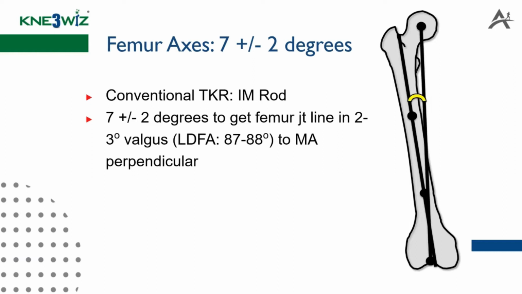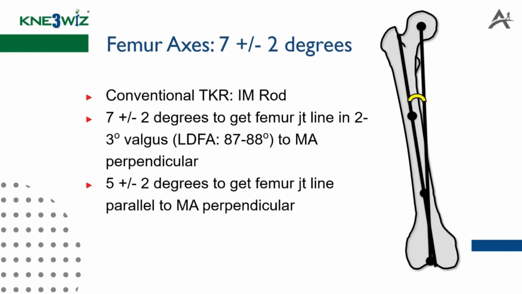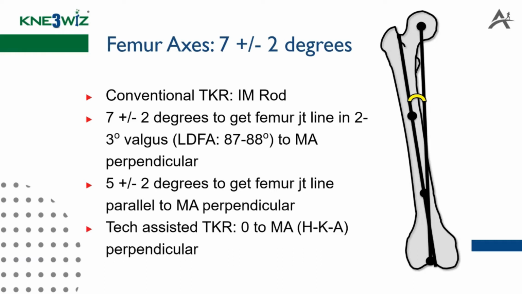While using 5 degrees as VCA would normally lead to the joint line being perpendicular to the mechanical axis. This is also referred to as zero in technology assisted knee replacement, as it would be 0 degrees to the perpendicular to mechanical axis. Now moving on to tibia.